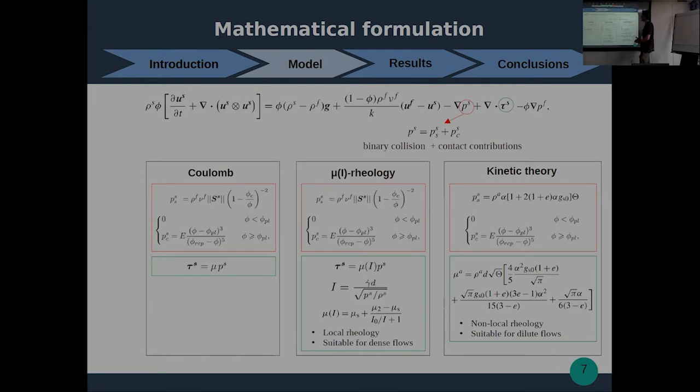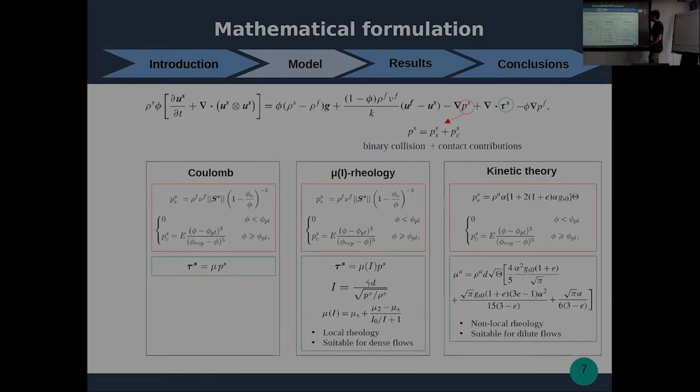And if we now take a look at the shear stress, the simplest approach is the Coulomb approach. It's basically that shear stresses are proportional to the pressure by a factor that is the frictional coefficient, and the friction coefficient is set as a constant. But in dense granular flows, instead of considering the friction coefficient as a constant, it is a unique function of the inertial number that in turn depends on the shear rate and the solid pressure. And the important thing about the mu(I) rheology is that it's a local rheology. That means that the stresses depend on the local shear rate, and this is the most suitable for dense granular flows. So that's the one we're going to use in most of the presentation.